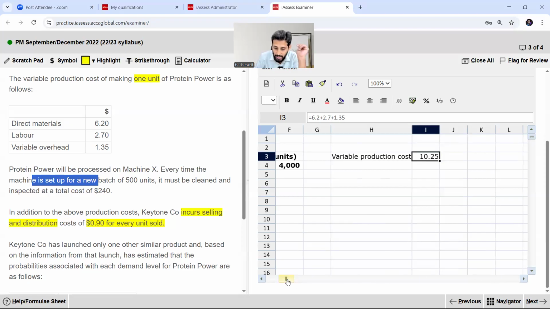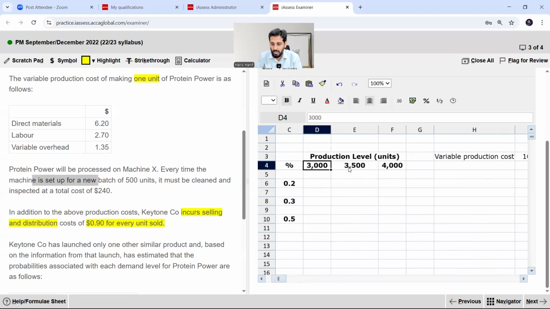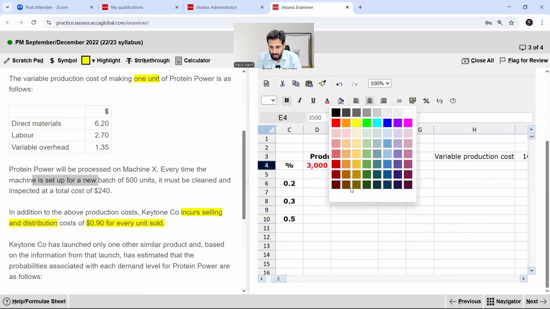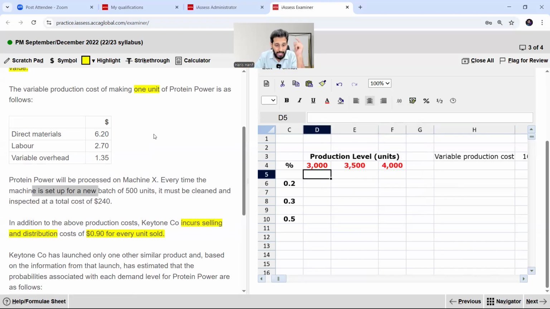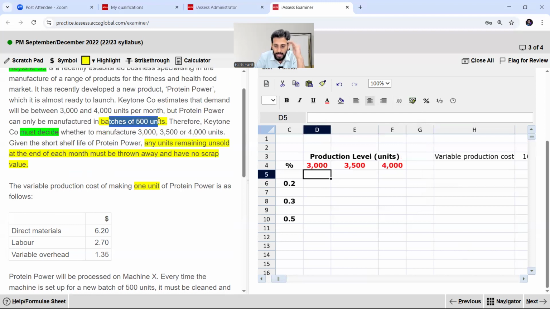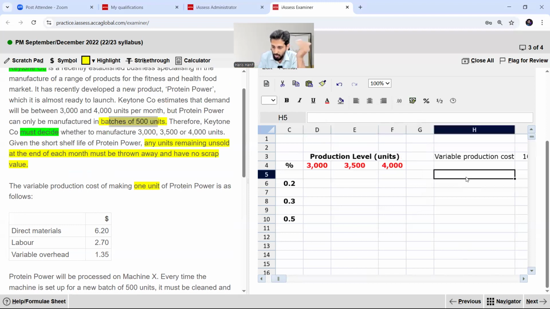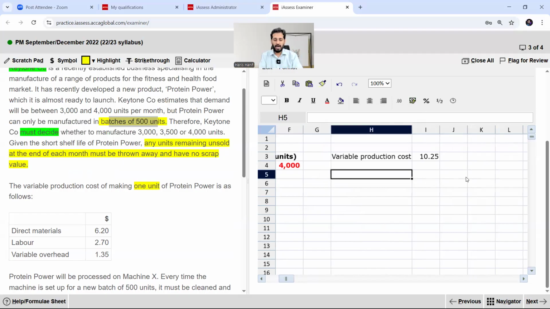Now please note that the production level can be either 3000, 3500 or 4000, right? So this is a very simple point. This would be my production level. Now please note that in this production level, there will be setup. And one more thing, go above, in batches of 500, right? So I am writing over here, just to simplify my answer, the number of batches.